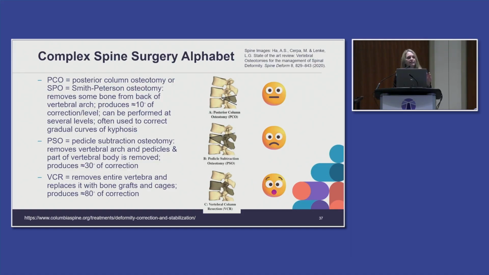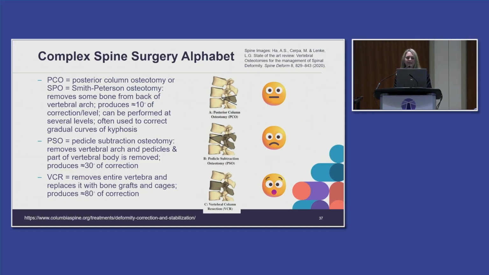Now, in helping to anticipate just how much blood loss is likely to occur in the surgery, 1,200 to 11,000 is a big range that would have very different implications for what we're planning for the surgery. It helps if you know some of the abbreviations from the spine surgery alphabet.